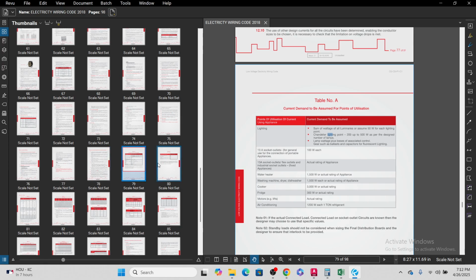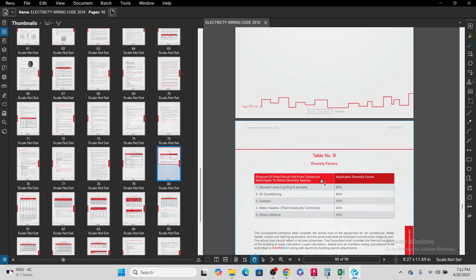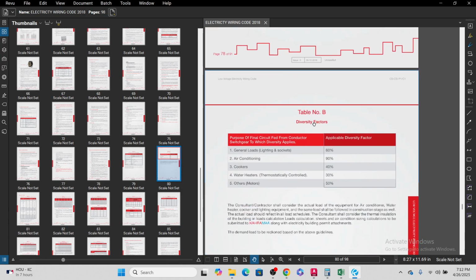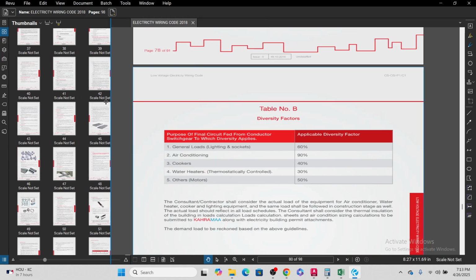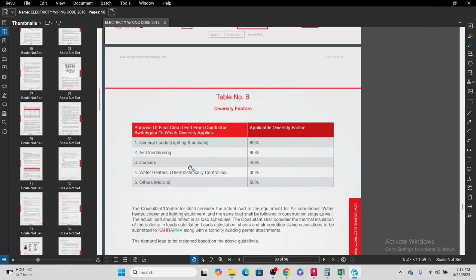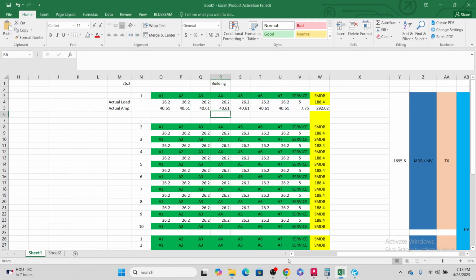Yeah, this is for the load. See, the next page is the diversity factor. Let's make this one smaller. So general load, light and socket, we can go with 60%, air conditioning 90%, cooker 40%, water heater 30%, other 50%. So we go to the next one again.